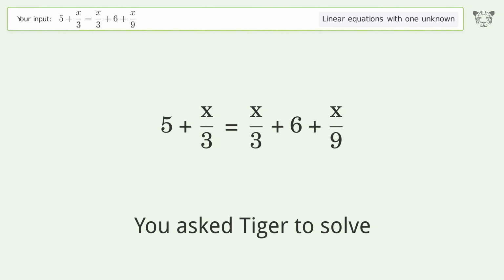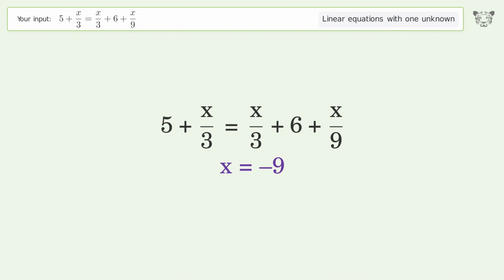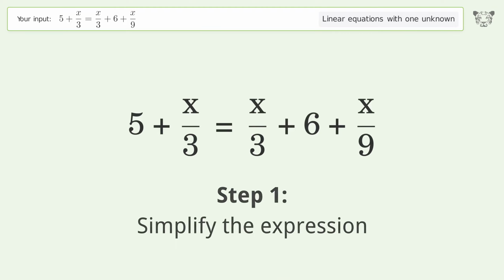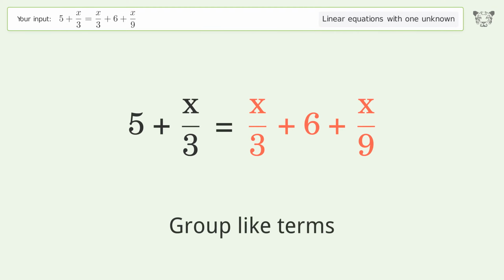You ask Tiger to solve. This deals with linear equations with one unknown. The final result is x equals -9. Let's solve it step by step. Simplify the expression. Group like terms.